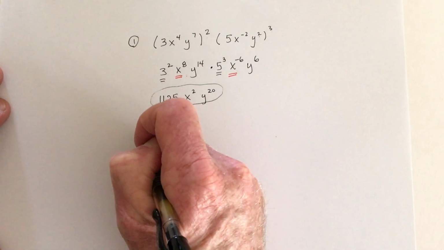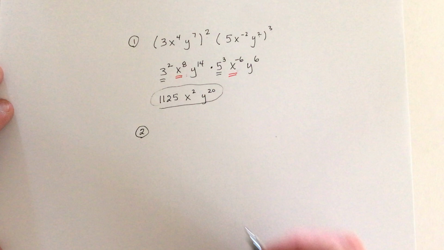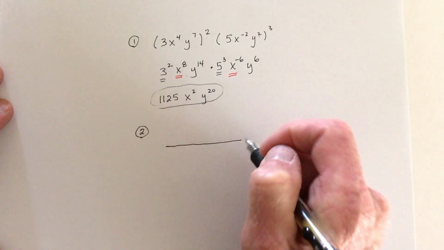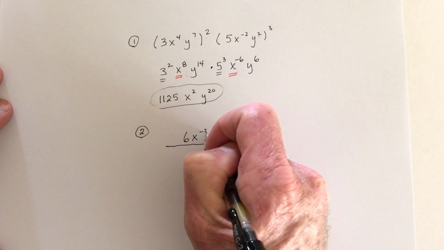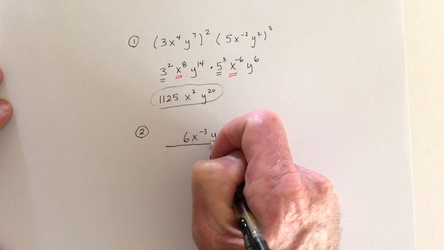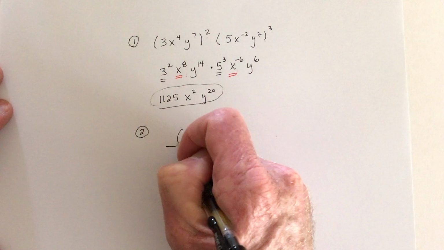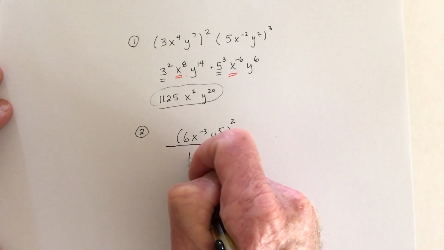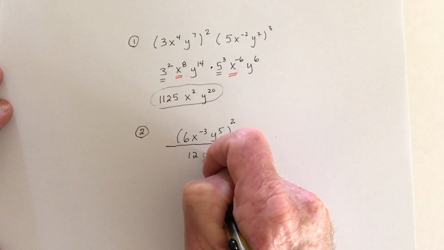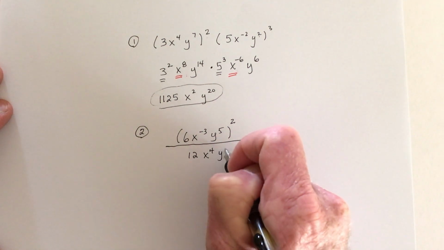Then for example number 2, how about if it has a fraction? So what if it's one big old fraction, and then we've got 6x to the negative 3, y to the 5th, all of that is being squared. And on the bottom, there's just a 12, x to the 4, and y to the negative 7.